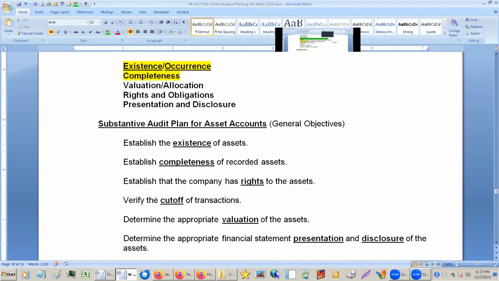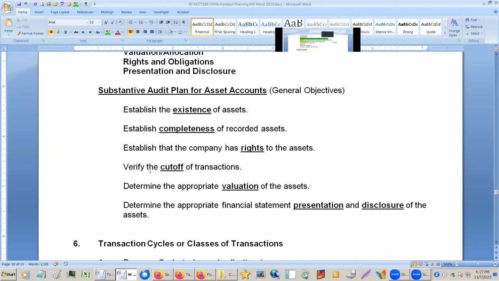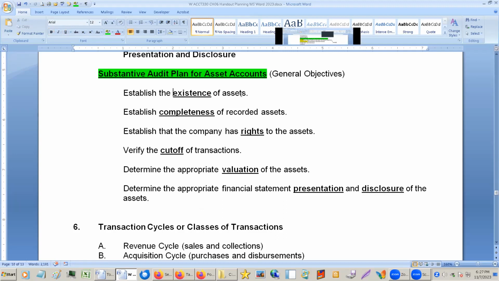Okay, so let's take a look at what we look at for a substantive test plan for assets. So establish the existence of the asset. This is sometimes called book to floor. Did we talk about book to floor, floor to book? Yeah, we talked about book to floor. Okay. So book to floor, see if it exists.